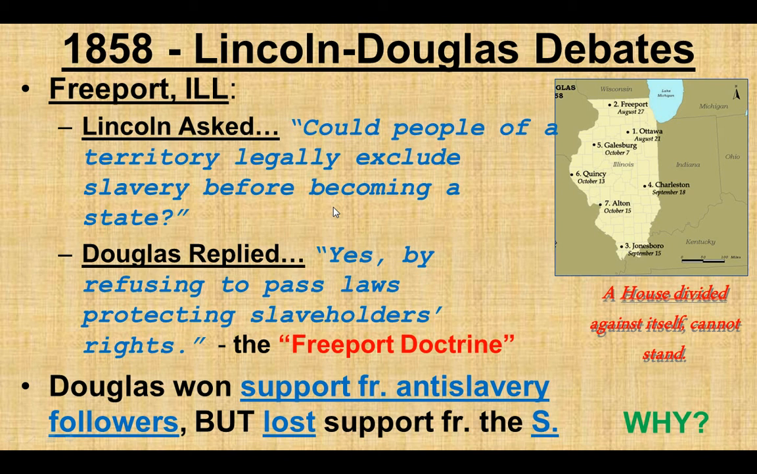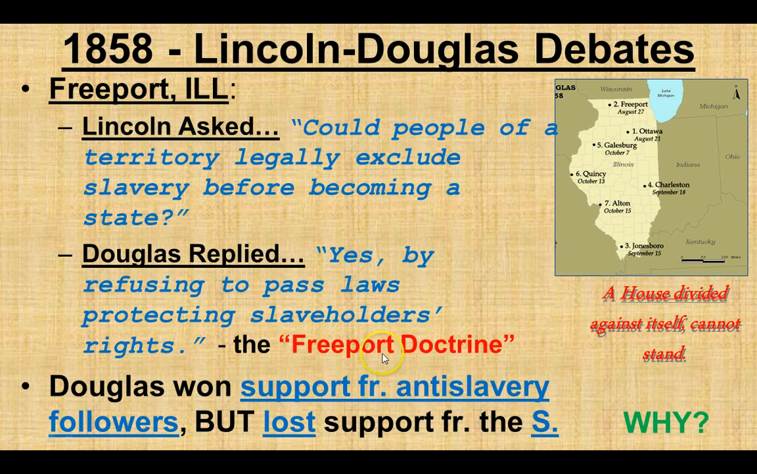in light of now the Supreme Court saying Congress, no one can limit slavery anywhere, not even in the free states. No laws can be passed limiting slavery. They are property. You have to protect it. And so he asked the question, can the people of a territory legally now, based on what the Supreme Court said, legally exclude slavery before becoming a state? And Douglas says, why, yes, by refusing to pass laws protecting slaveholders' rights.